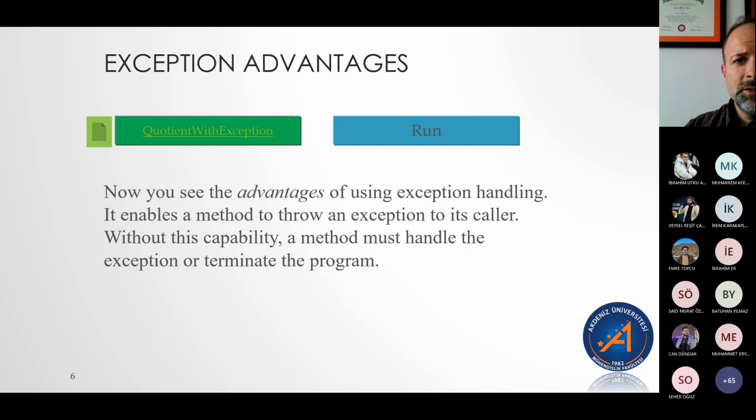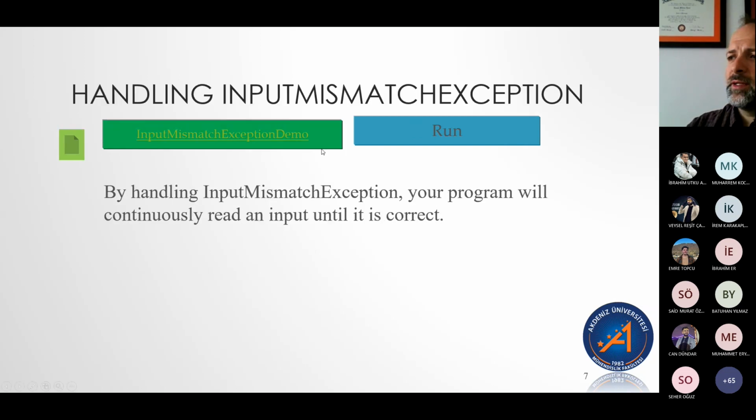Okay. So we can also look at an example here talking about how to read input until we get correct input. All right, so an input mismatch. If the input type is incorrect, we can keep asking for correct input until the user finally decides to give us correct input.